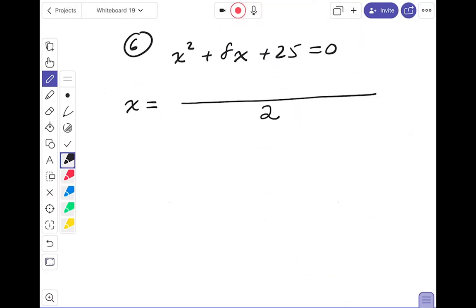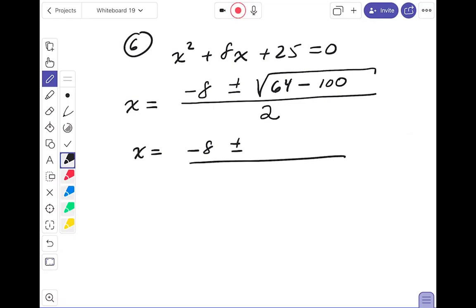The opposite of the B is 8, so that's -8, plus or minus. The B squared, well, that's 8 squared is 64, minus, well, I think I'm getting better now. 4 times A, that's 4 times 1 is 4, times 25, that's going to be 100. X is -8 plus or minus 64 minus 100 is minus 36.